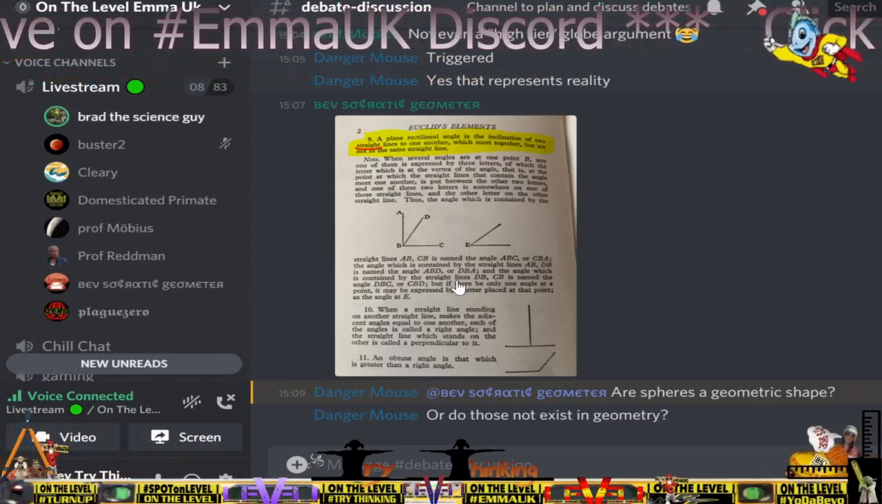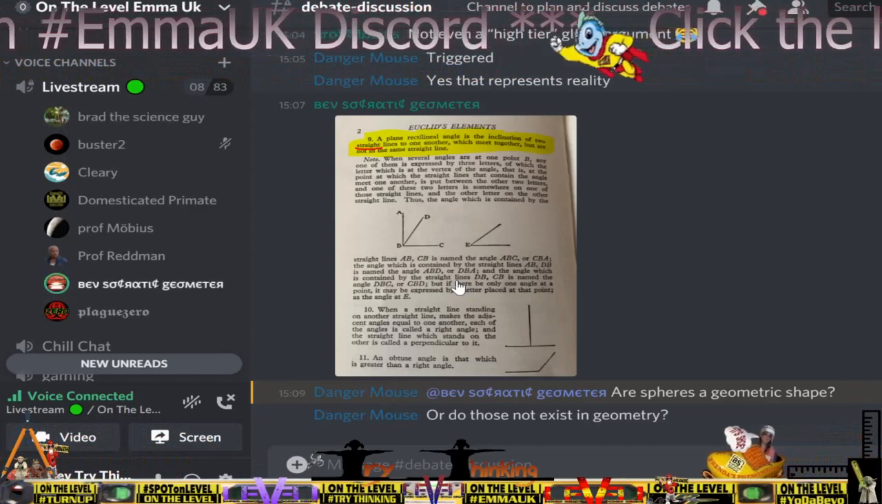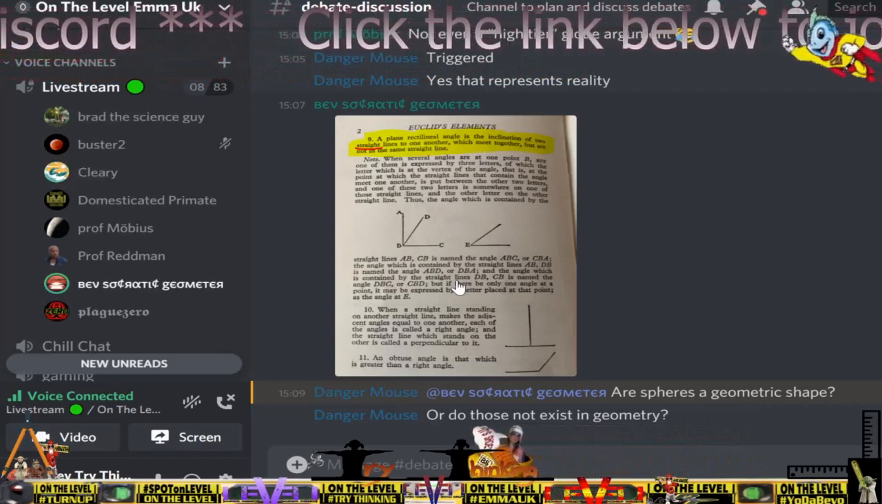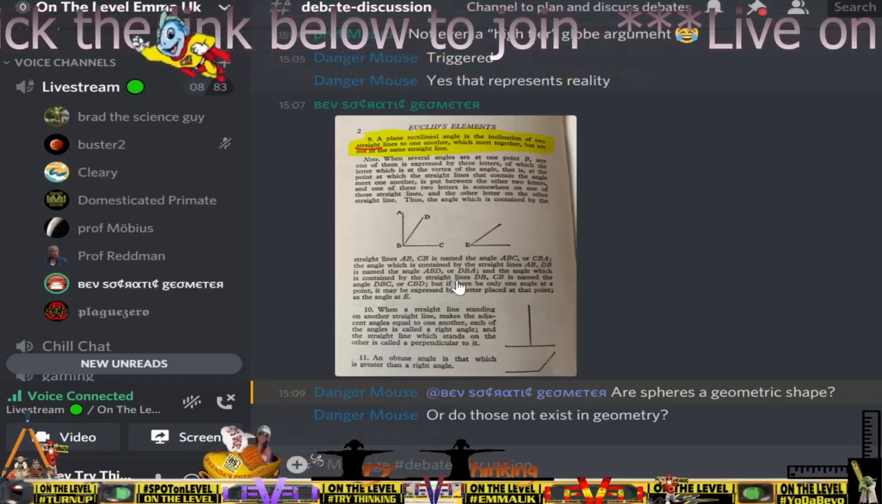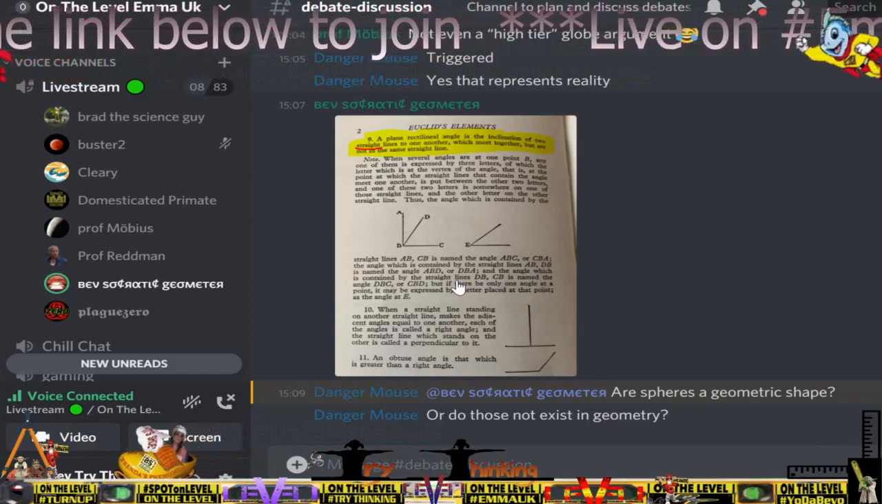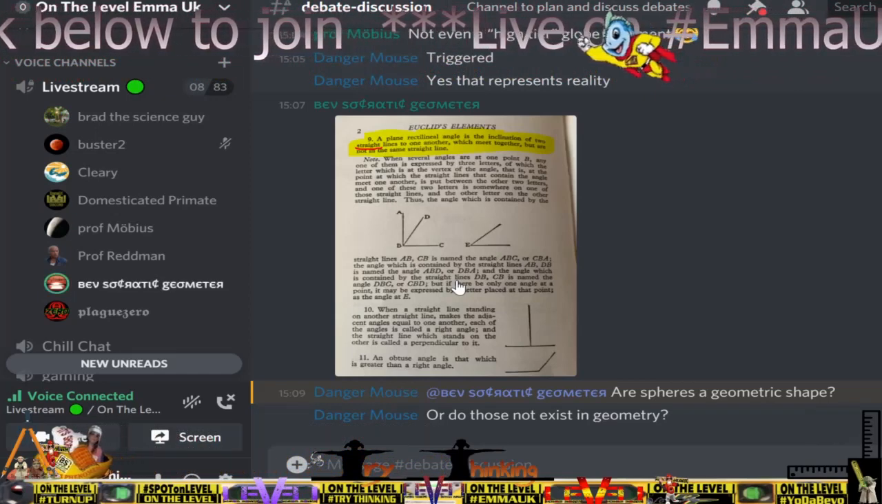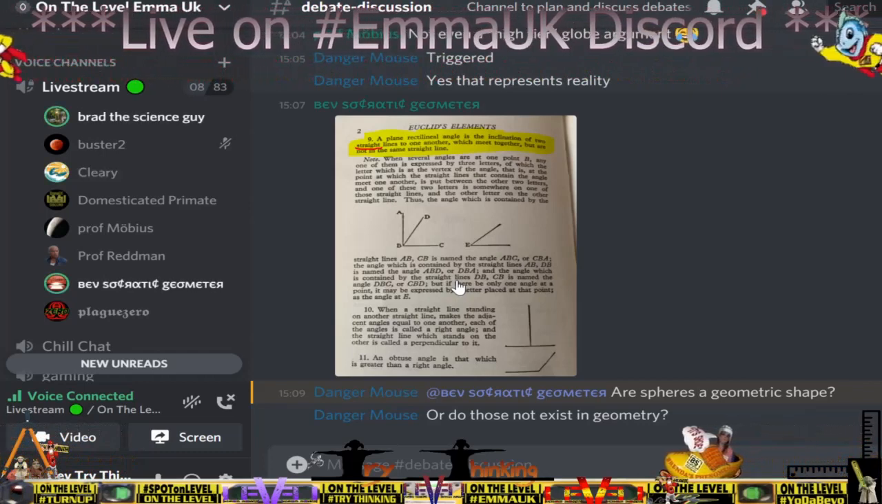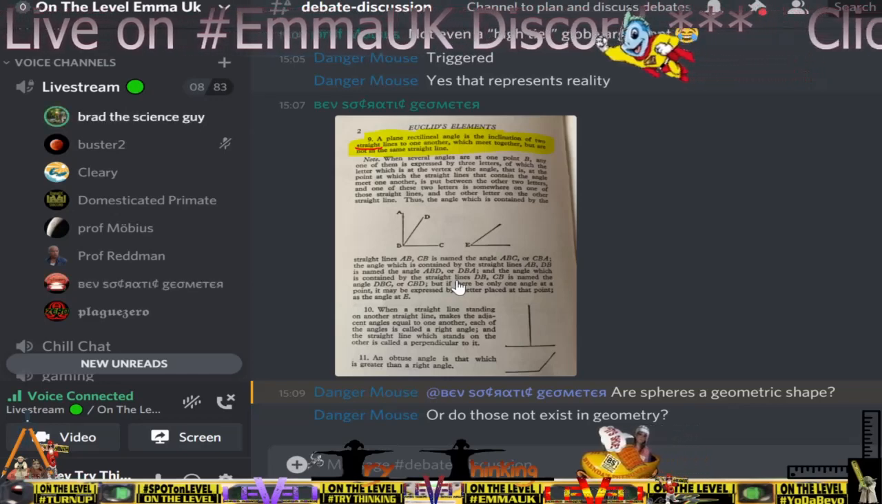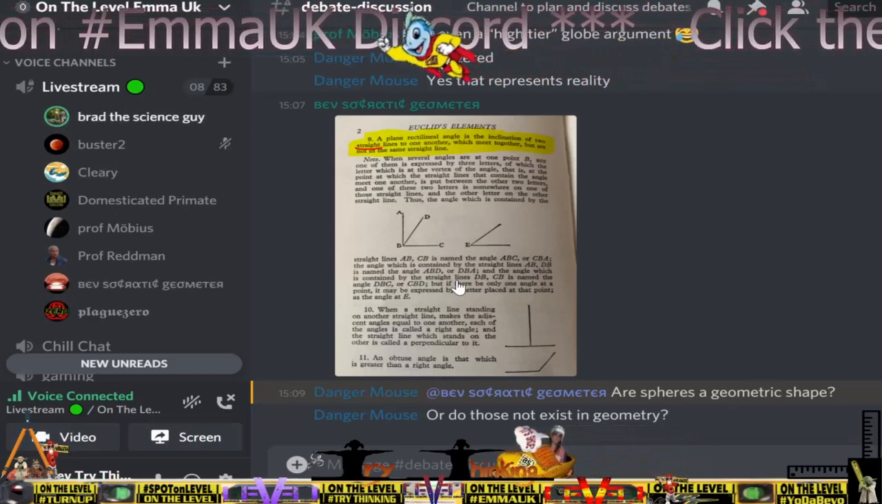Right? You do surveying, right? Yeah. In fact, if you look at the debate discussion at number 10, it says when a straight line standing on another straight line makes the adjacent angles equal to one another, each of the angles is called a right angle, and the straight line which stands on the other is called a perpendicular to it. So that's the definition of perpendicular. Two straight lines intersecting at 90 degrees. You can't go outside and create a vertical line.